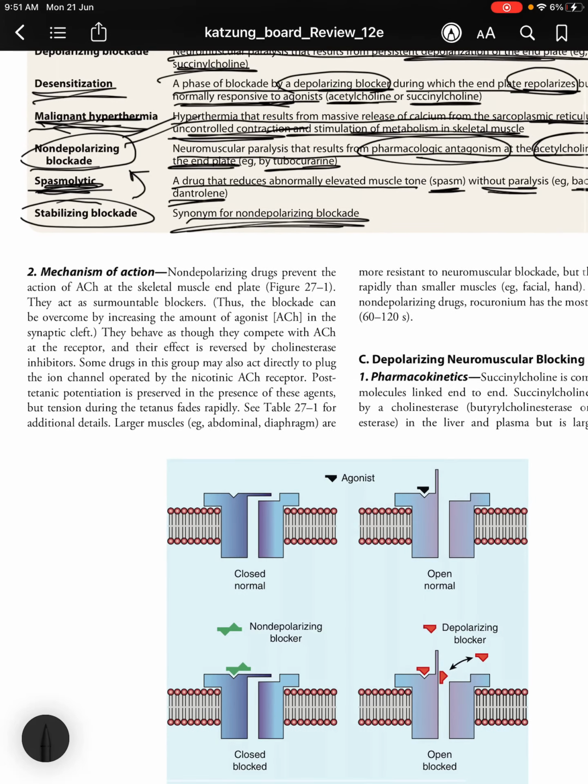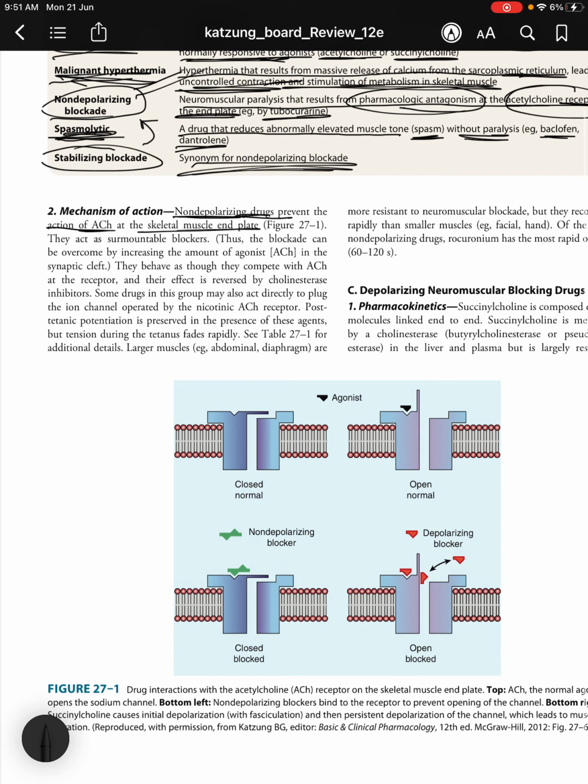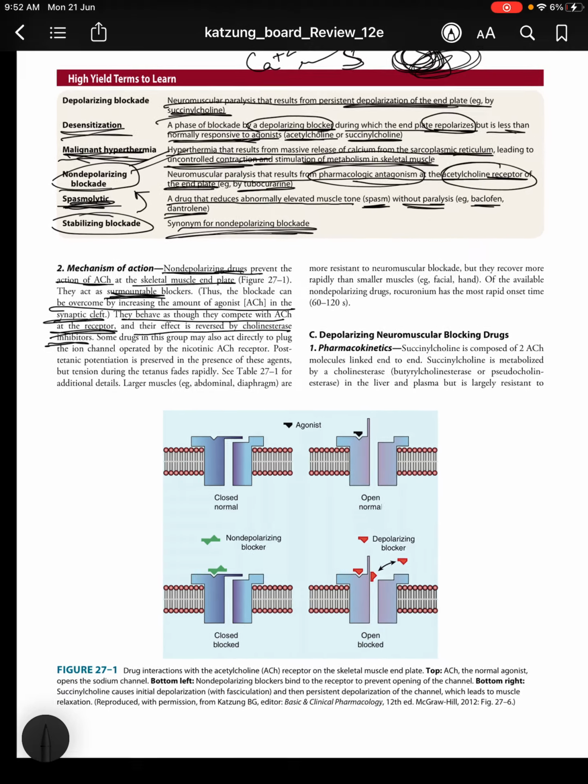Okay. So, coming to the mechanism of action of NM drugs. Non-depolarizing drugs prevent the action of ACH at the skeletal muscle end plate, as you can see in this figure. They act as surmountable blockers. Thus, the blockade can be overcome by increasing the amount of ACH in the synaptic cleft. That is, they act by a competitive mechanism. They behave as though they compete with ACH at the receptor, and their effect is reversed by cholinesterase inhibitors.